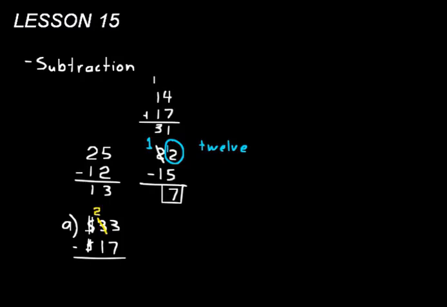And we'd take the $10 that we borrowed, the one $10 bill, and we'll put it over here in the ones column. And we just think of that 1, 3 there as a 13. And so now we do 13 minus 7, which is 6. And then we do 2 minus 1, which is 1.